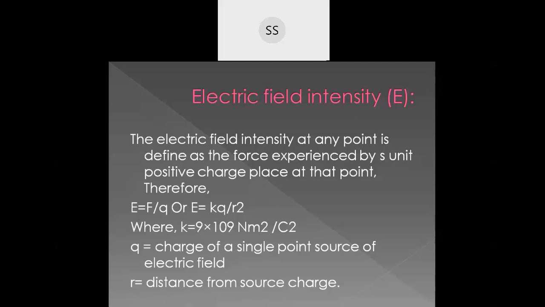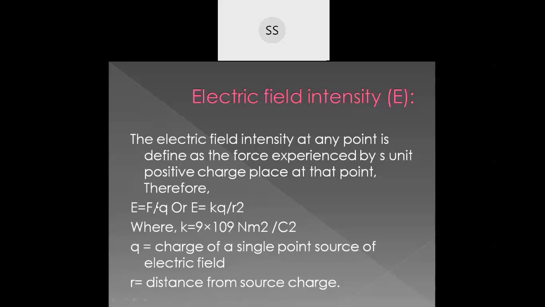So electric field intensity is defined by the symbol E equal to F divided by Q. Q is the charge of the test charge, not the charge of the source charge. It is the positive charge which we bring to test the intensity of the source charge, right? That is the Q. So Q is the charge of the test charge. So E equal to F divided by Q.